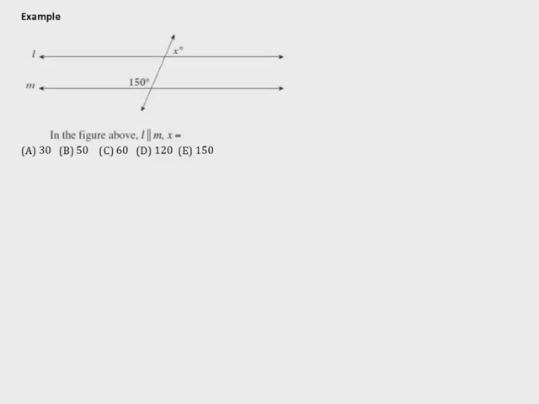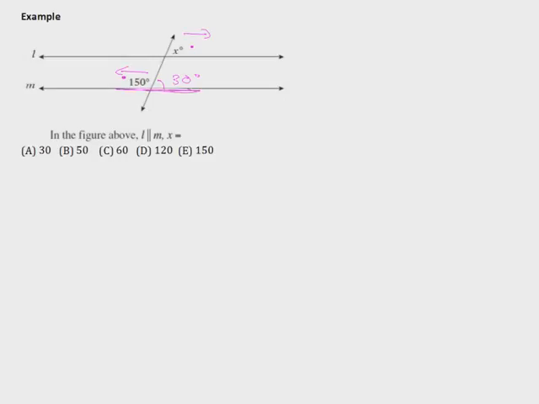In the figure above, L is parallel to M. What is x equal to? So we need to relate x and the 150 degree. Well, x is an exterior angle and the 150 degrees is an interior angle. And I don't know any theorem where x and 150 on opposite sides of the transversal get related. So let me relate the 150 to an easier angle. So if this is 150, this must be 30 degrees.